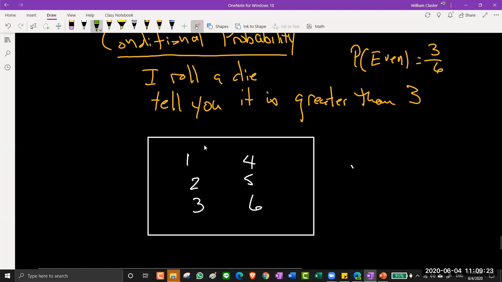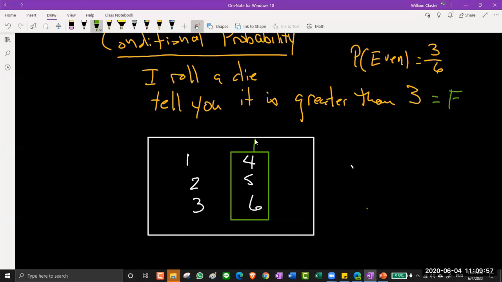Now, I roll it, and I tell you that it's greater than 3. So that means I'm telling you that it is here. This is the event, right? Everyone agree with that? Okay, so let's call this event greater than 3, let's call that F. So I'm telling you that F has occurred.